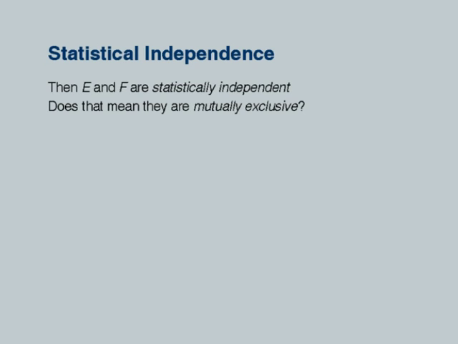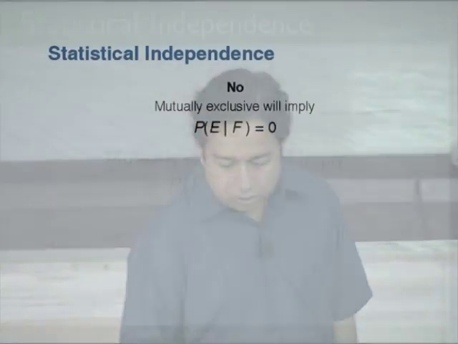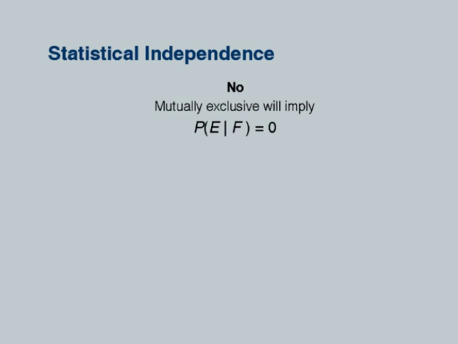Now, the question is, does it also mean that they are mutually exclusive events? No, right? So, mutually exclusive events are a much stricter concept than statistically independent events. If those events are mutually exclusive, what would you have? It would say that if F has occurred, what is the likelihood of E occurring? Zero. See, I will explain it again with a Venn diagram.